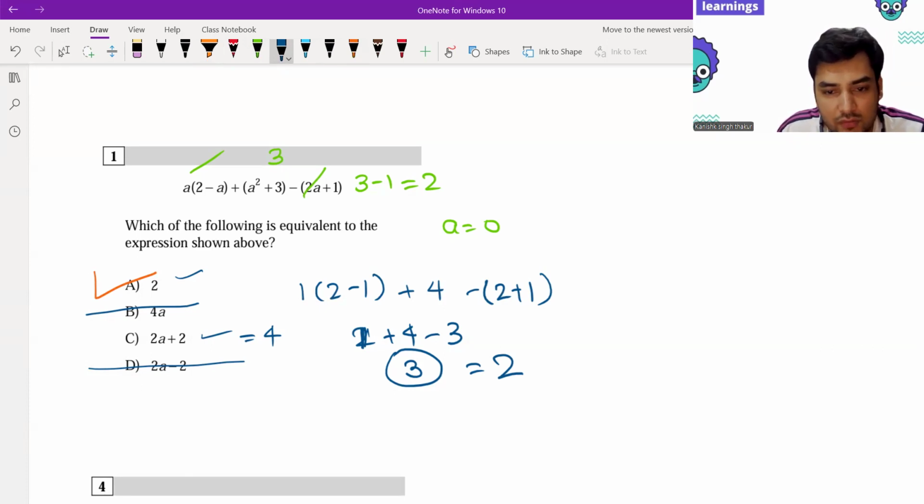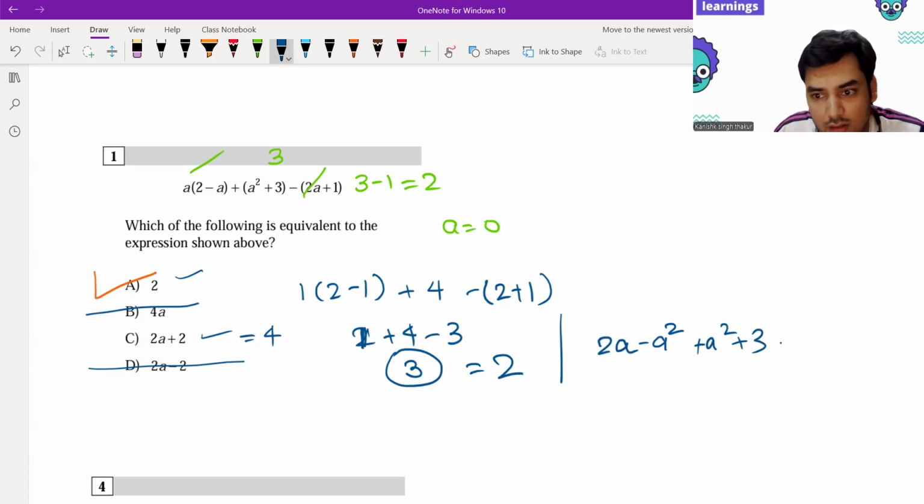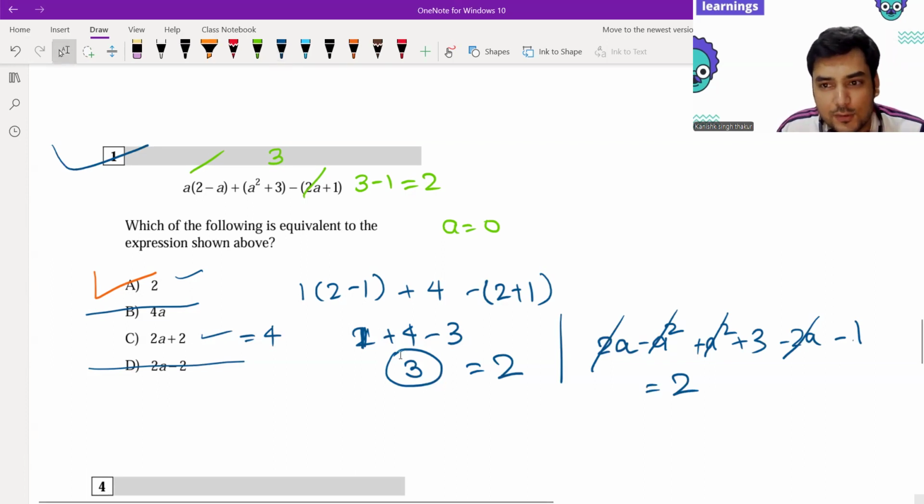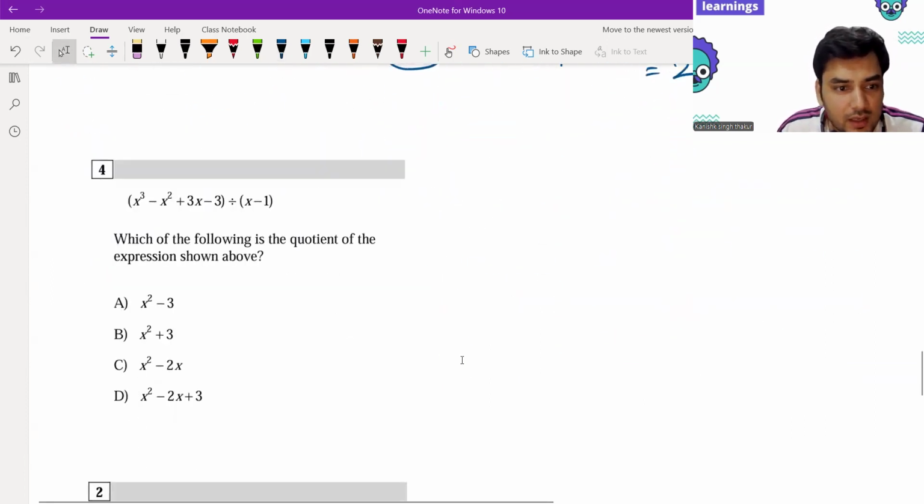Now again, if I simplify it, what is it? 2a will be multiplied, so minus a square, then plus a square plus 3 minus 2a minus 1. A square cancels. Minus 2a and 2a cancel. 3 minus 1, directly I'm getting 2. So these are both methods I have shown you. You can do it by this. Okay, then I have this expression divided by this.